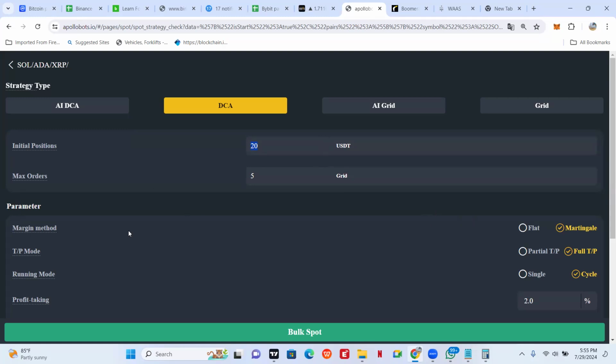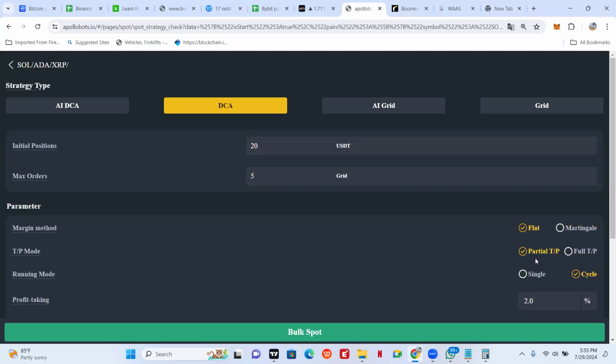Now, the margin method, of course, I would say it's flat because your funds are low, all right? Even though martingale is one of the best strategies I use to trade, I recommend this method for someone who is trading probably $1,000 and just 3 coins, all right? So go with your flat and go with your partial TP. I explained last time the difference between partial TP and full TP.